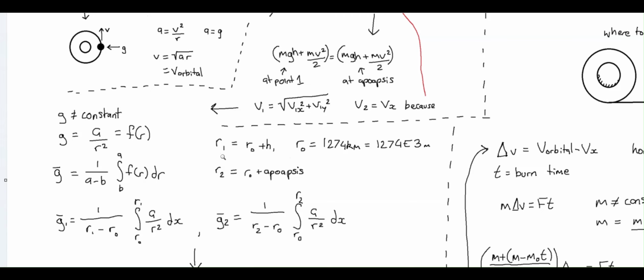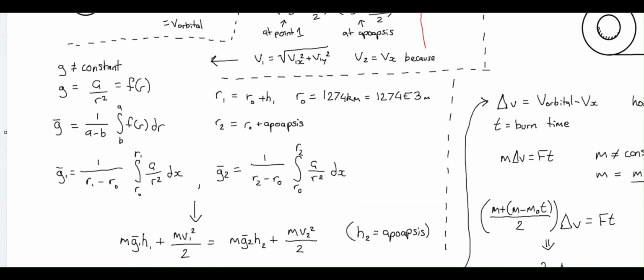R1 is this point above the atmosphere, which is the radius of the planet plus the height above sea level. And we know the radius of the planet, 124,000 kilometers. And we know the apoapsis, which plus R0 is R2, the R at point 2. So we can find that this function here will solve for G bar 1, and this function here will solve for G bar 2.